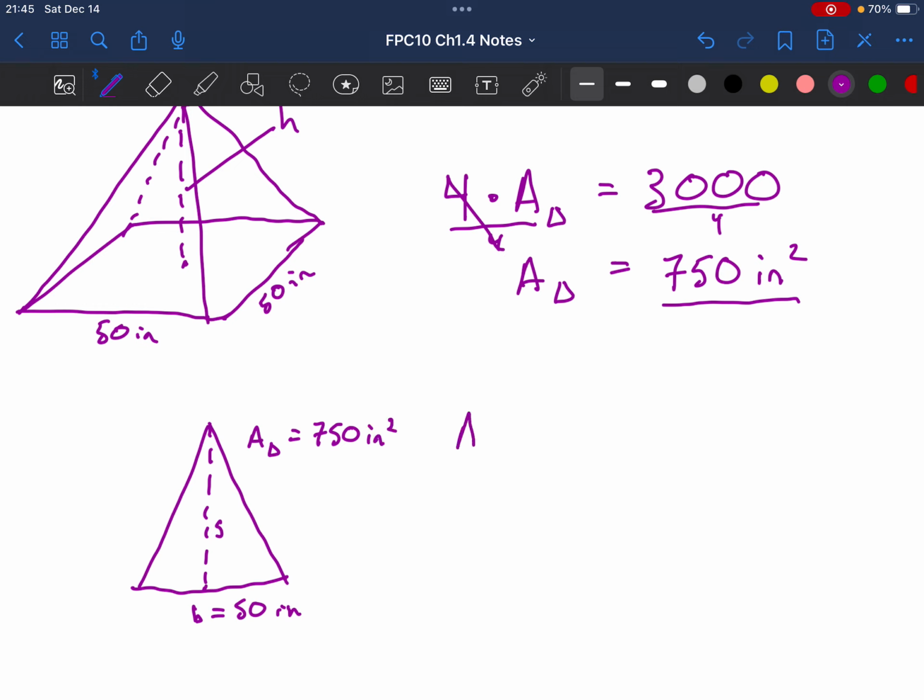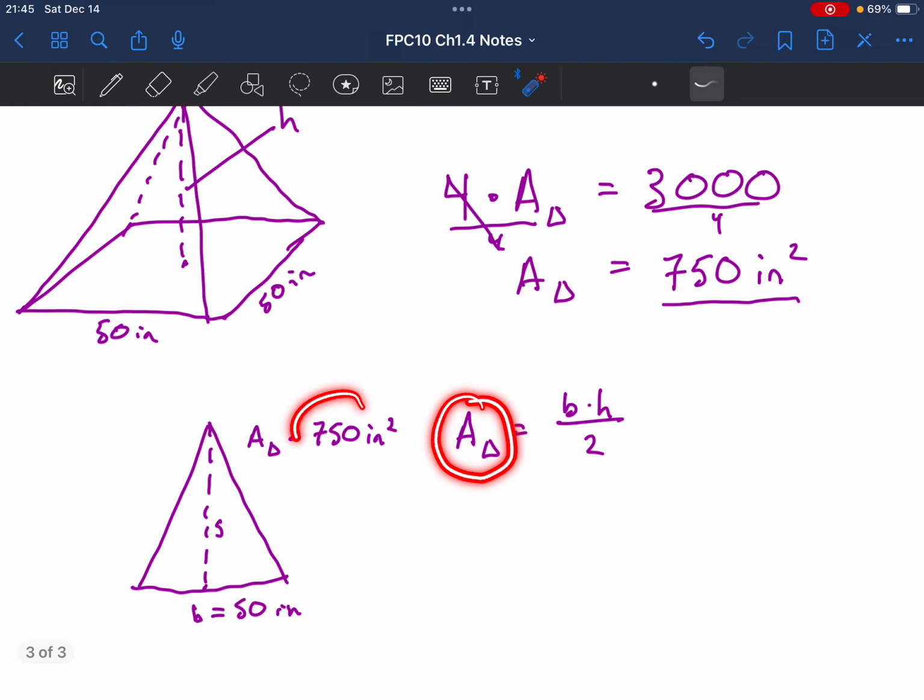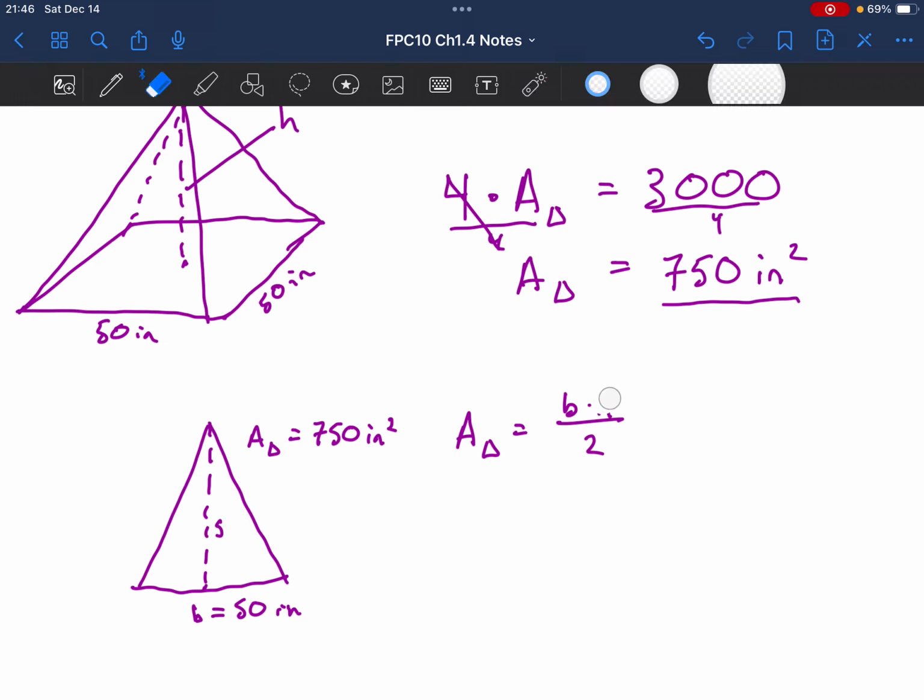So let's look at our formula for the area of a triangle. It's equal to base times the height divided by 2. There are 3 variables in this formula. If we know 2 of them, we can find the third. Well, we know the area, we know the base. So we should be able to find that. That's going to give us our slant height. I'm going to replace this h with our slant height. So I know that 750 is equal to 50 times my slant height divided by 2.